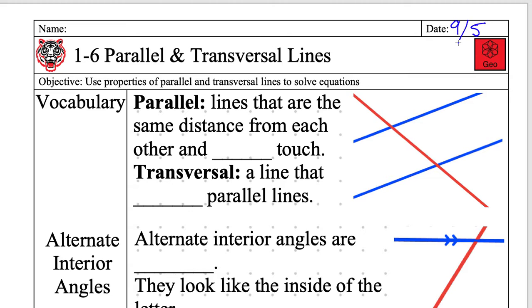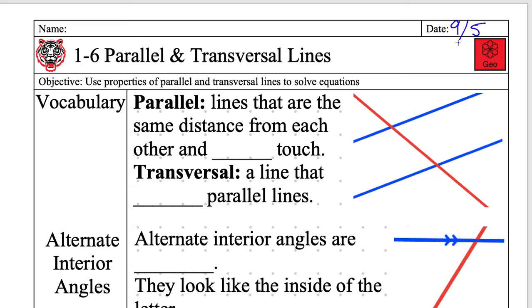All right. Objective. Who can read the objective? It looks like Jessica knows how to read. Go for it. Use properties of parallel and transversal lines to solve equations. Yeah, so it's another one of those days of here's this geometry thing, become a master of it, and then apply algebra from last year to it. All right, I see a bunch of people that have answers ready to go because they're not questions, right?